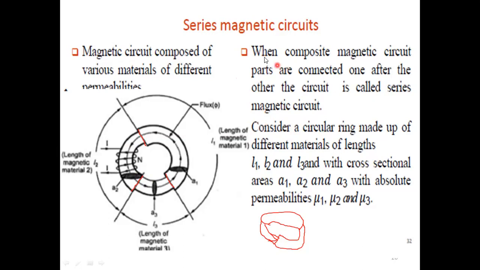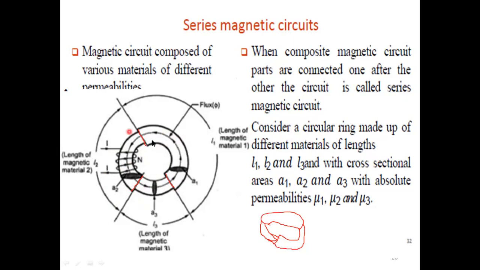So we have to pass current through that to produce the flux. We have to provide the supply. To start, we can make the winding on the second material, and we can make the connection here or here.